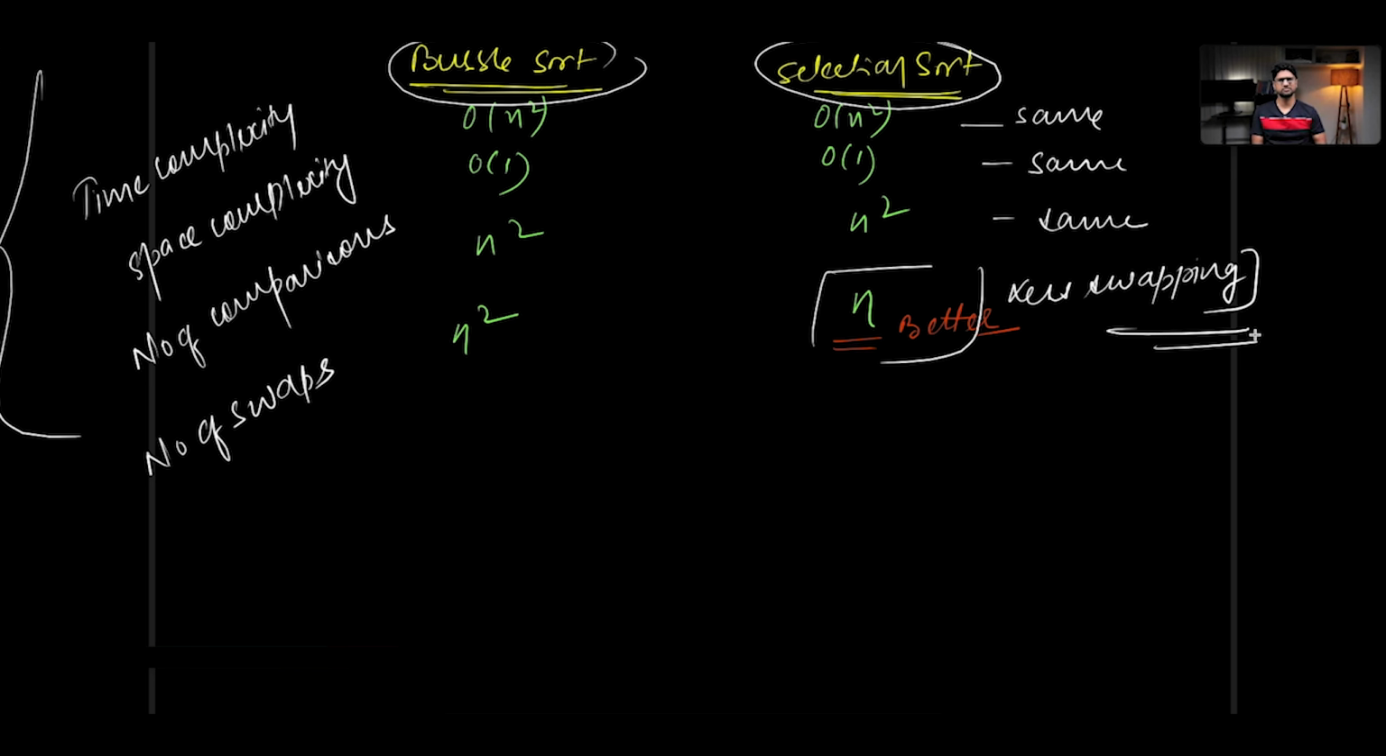Does it make sense? Sometimes in an interview they will ask you about both bubble sort and selection sort. They have similar time complexity, same space complexity, similar number of comparisons. How do you say which algorithm is better? Selection is better because the number of swaps here is linear, here it is quadratic. Fair?